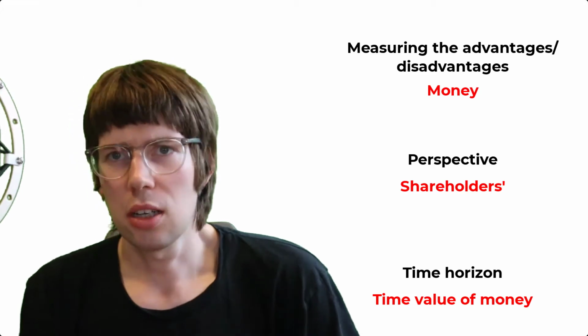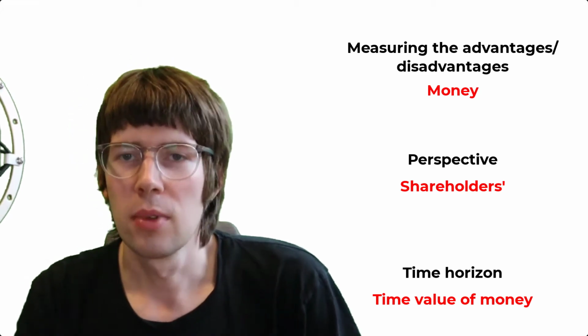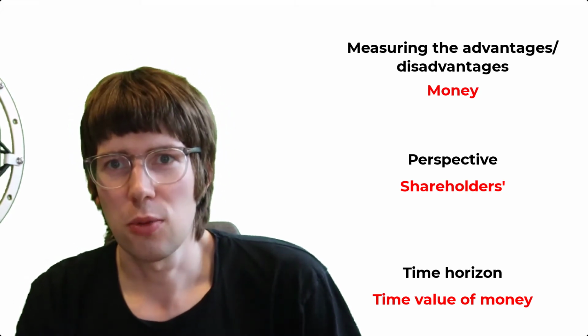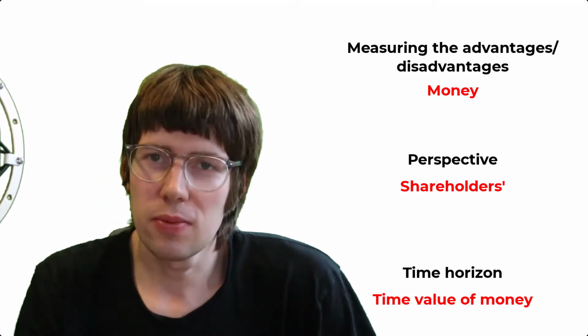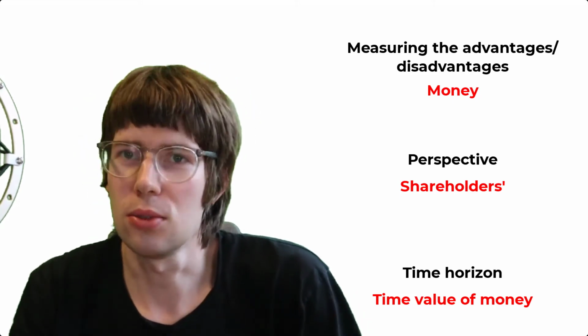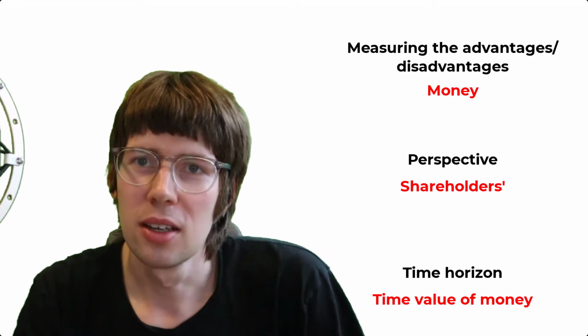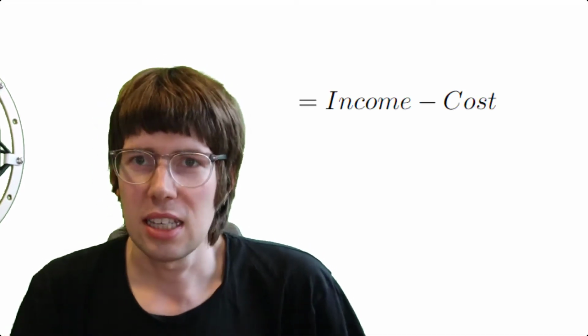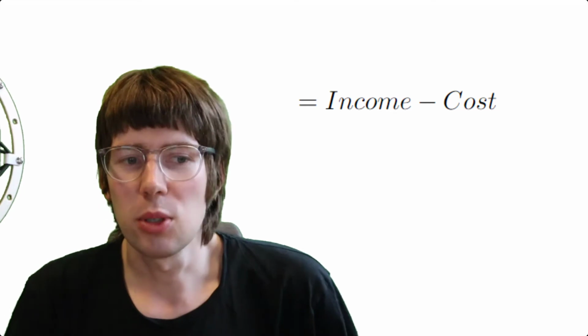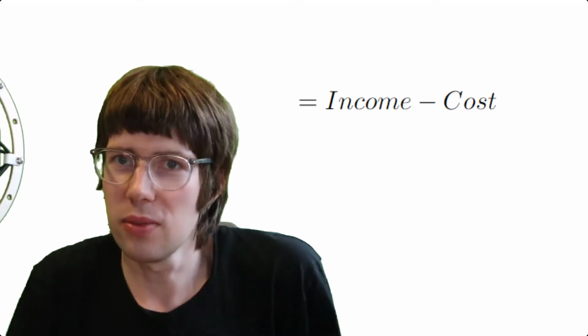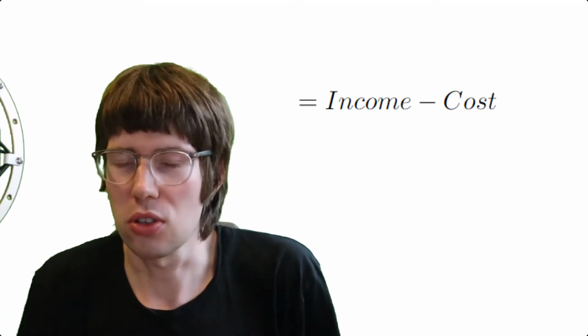Okay, let's look at the equation for net present value. Or more specifically, let's start with something that isn't the equation for net present value and slowly turn it into the equation for net present value. So first of all, net present value being this cost-benefit analysis where we measure everything in terms of money, you would think that it would just be the difference between the income and the cost. So NPV equals income minus cost.